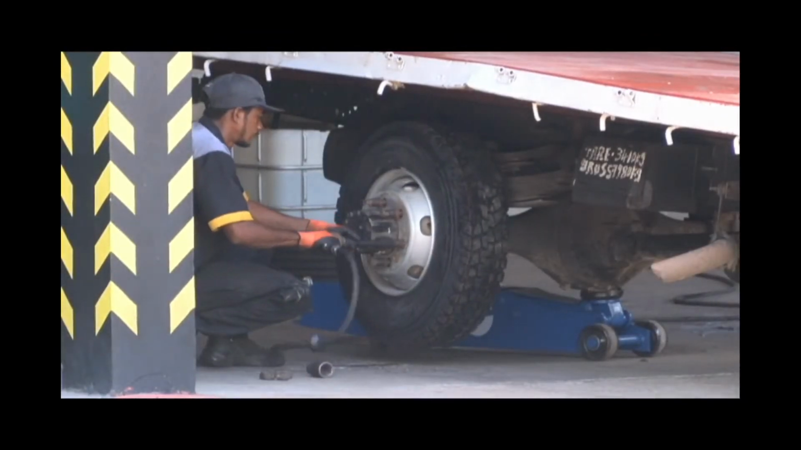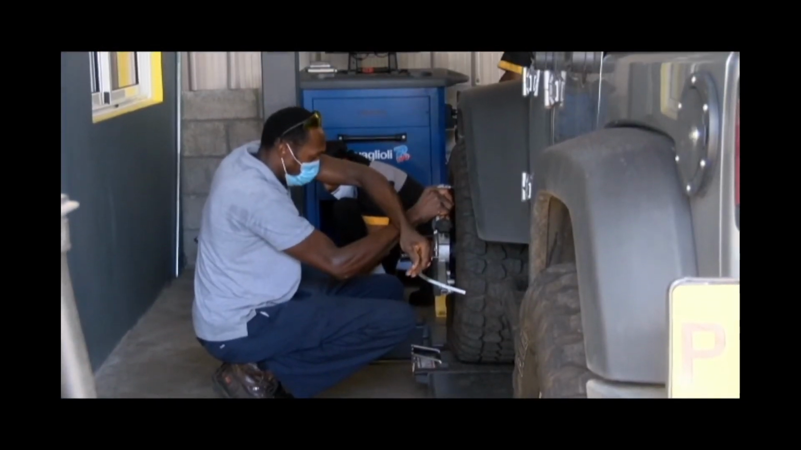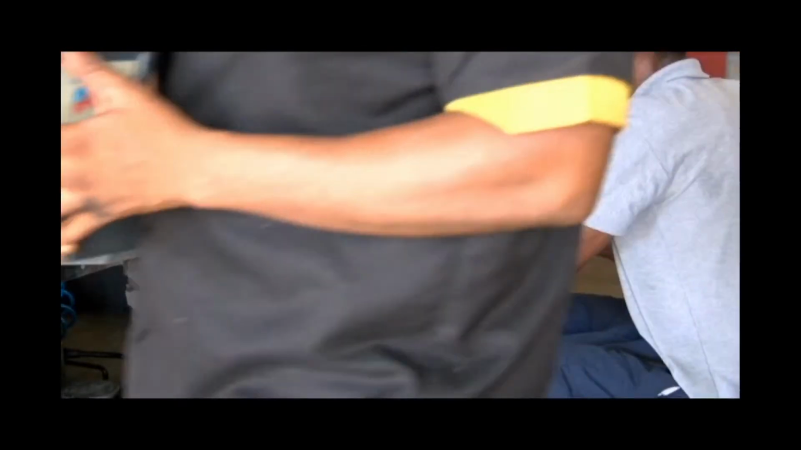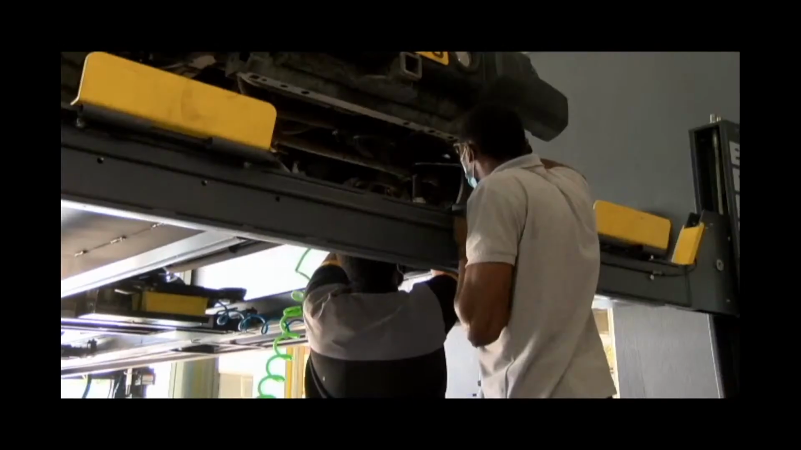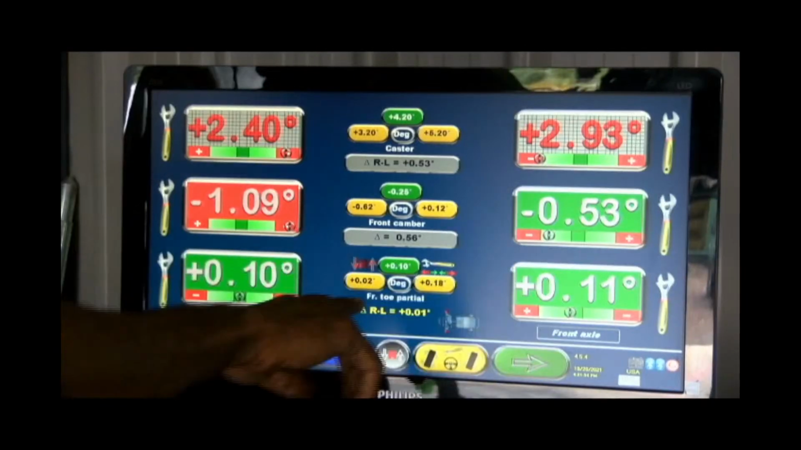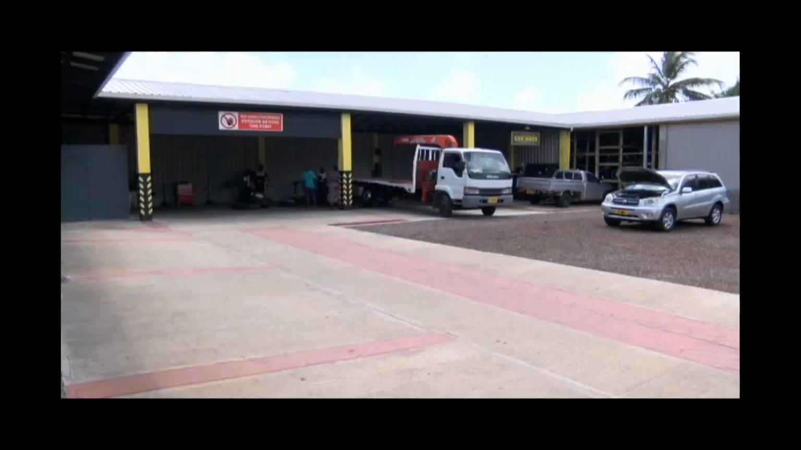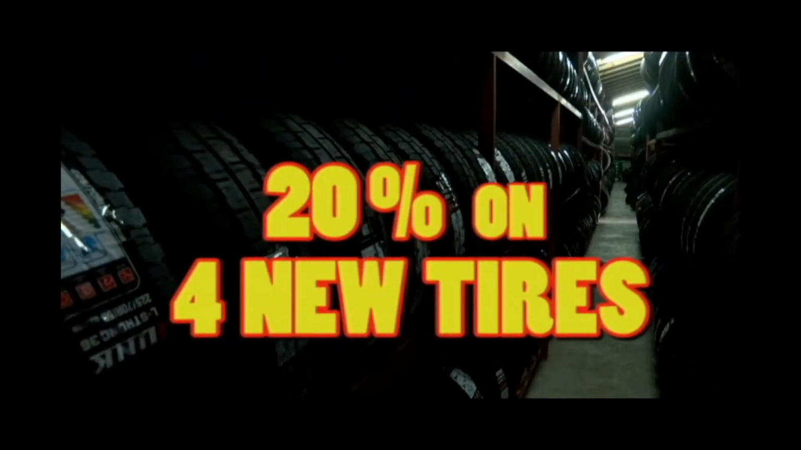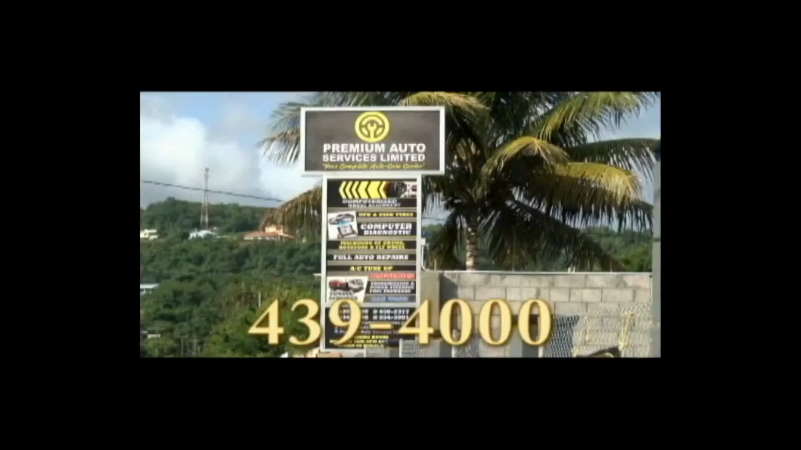Times are hard, and your vehicle is your investment. Let it work for you. Get a wheel alignment from Premium Auto Services and enjoy greater fuel efficiency, smoother ride, improved steering, reduced repairs, and longer lasting tires. Make that call today, 439-4000, or just visit them on the Calavini Main Road. Don't forget to ask about their 20% special discount on all new tires. Premium Auto Services, your one-stop auto repair center.